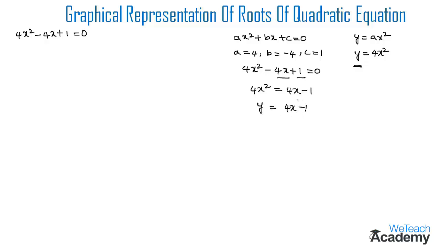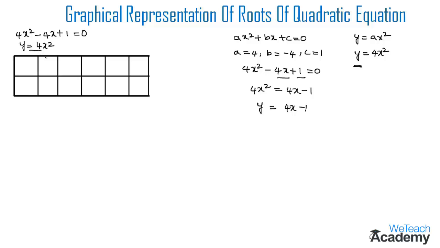Now let us consider the parabola y is equal to 4x square. Then let us prepare a table of the ordered pairs x and y that satisfy the equation y is equal to 4x square. Here we have two rows. The first row gives the values for the x coordinate and the second row gives the values for the y coordinate. Now let us assume different values for x and find the values for y.